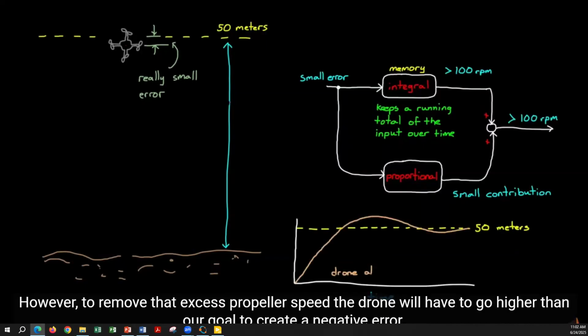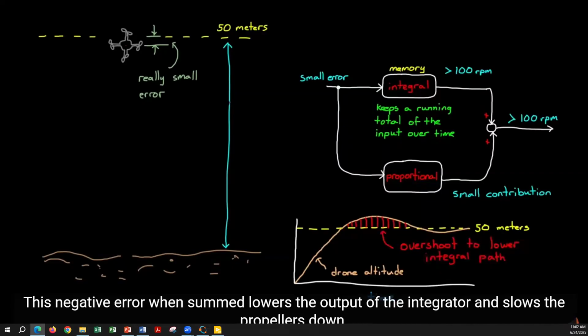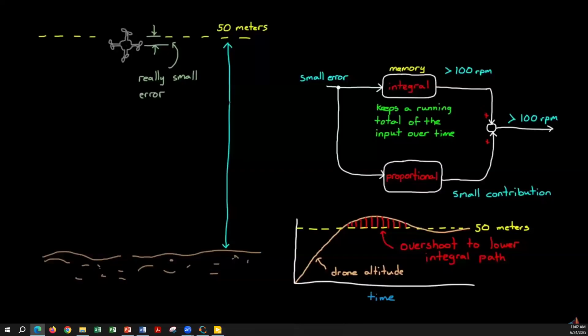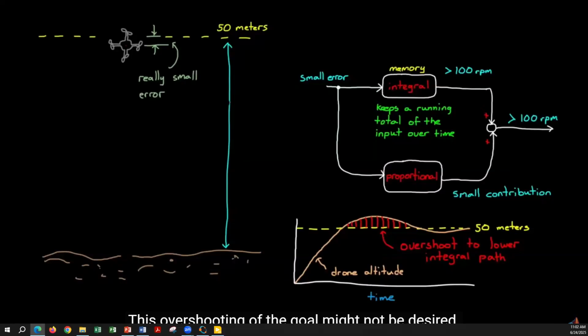However, to remove that excess propeller speed, the drone will have to go higher than our goal to create a negative error. This negative error, when summed, lowers the output of the integrator and slows the propellers down. This overshooting of the goal might not be desired.